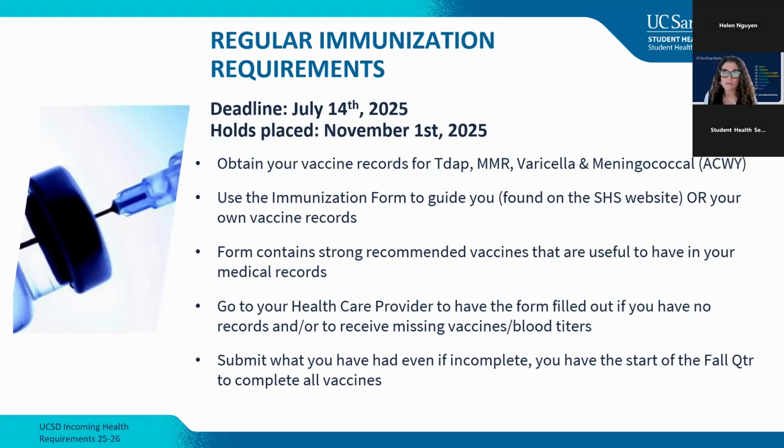You will need to get all your vaccine records, and you can use our form to guide you through that process or your own vaccine records. Your healthcare provider can help you with this and provide missing vaccines and blood tests. And please submit even if you haven't done everything and know that you're going to need to get something at the beginning of the full quarter. Please submit what you do have so that we know that you are engaged in this process, and we can definitely advise you on next steps, which can be really helpful.